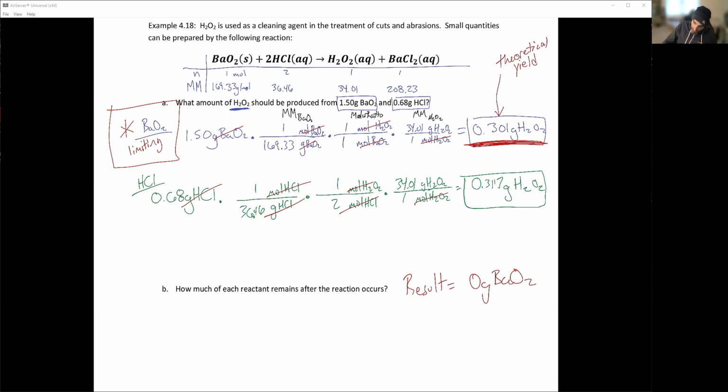However, looking at the HCl, let's start with our 0.68 grams of HCl again. Not all of it can react. So if that's how much HCl I start with, what we actually want to do is figure out how much of it reacted. So we start with this much. How many grams of HCl reacted?